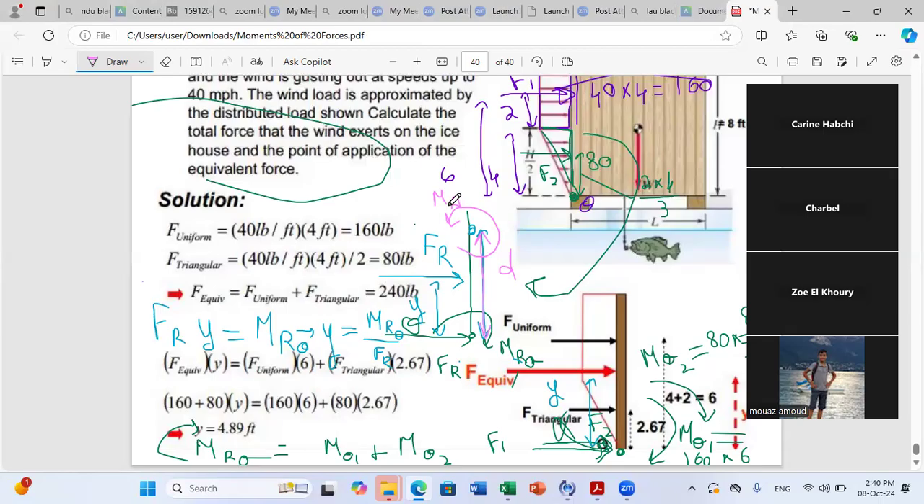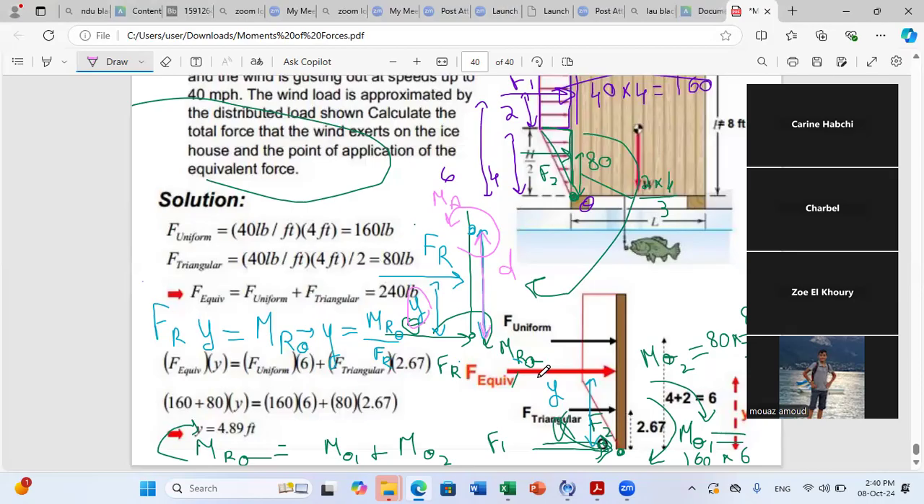Because the only location for which you don't need a couple is at distance Y. Because when you put the force at a distance Y, you found Y in a way that the moment of FR about O, which is FR times Y, is equal to MRO. And what is the condition to have equivalent systems? They should produce the same moment about any point in space.